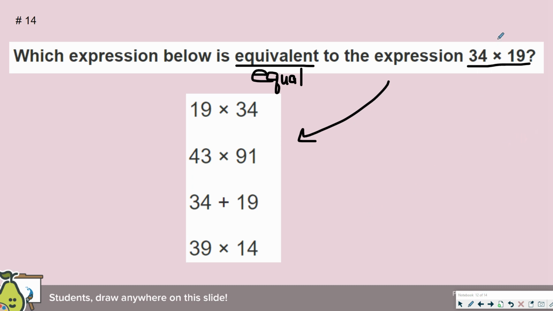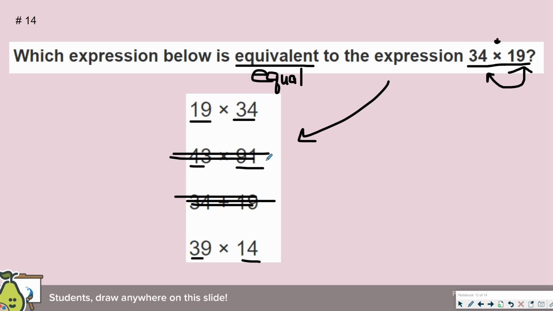So first of all, pay attention to this symbol. It's a multiplication symbol. This is addition. That rules that out. Addition problem will not be the same as a multiplication problem. So that was one thing I could eliminate. Now I'm looking at 19 and 34, 43, 91, 39, and 14. So if it's equivalent to this, I can flip-flop which one comes first or second, but the numbers have to stay the same. So 34 is not the same as 43, and 19 is not the same as 91. I flipped those tens and ones places, so that's wrong.